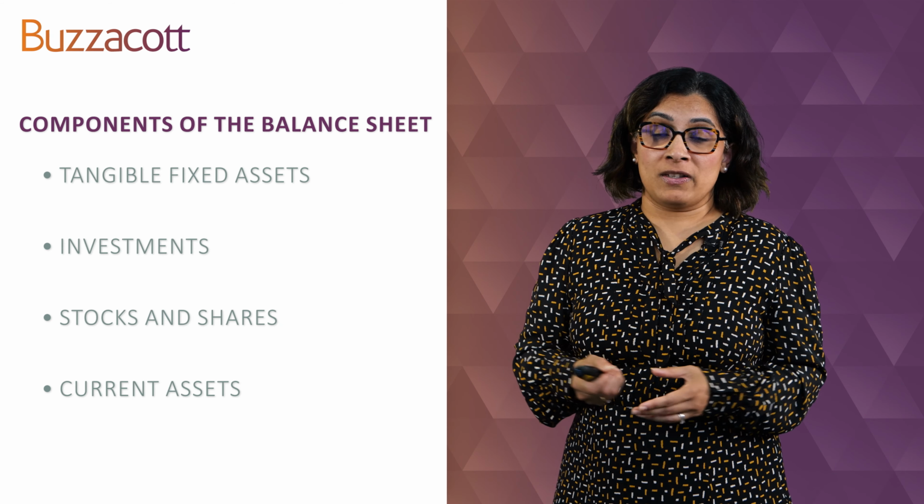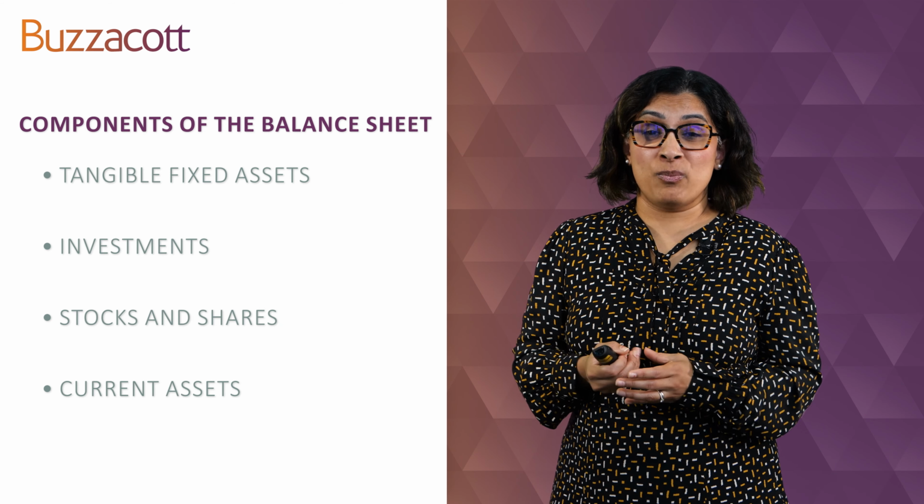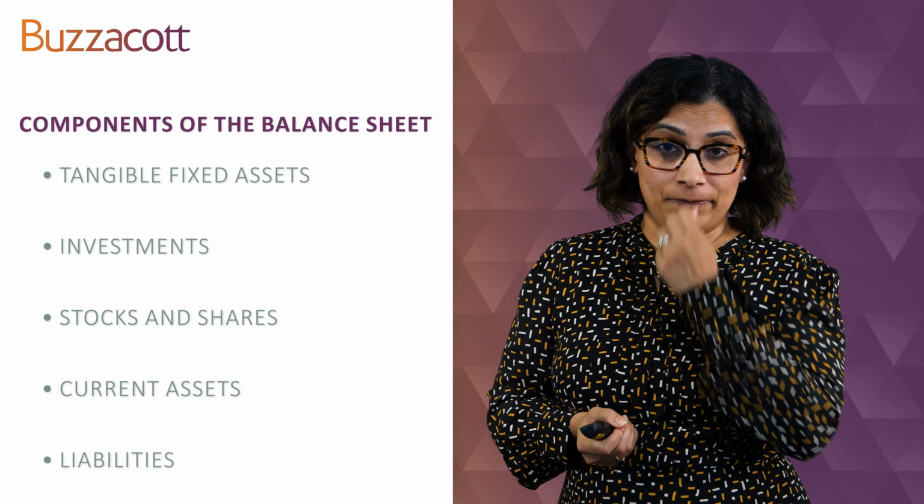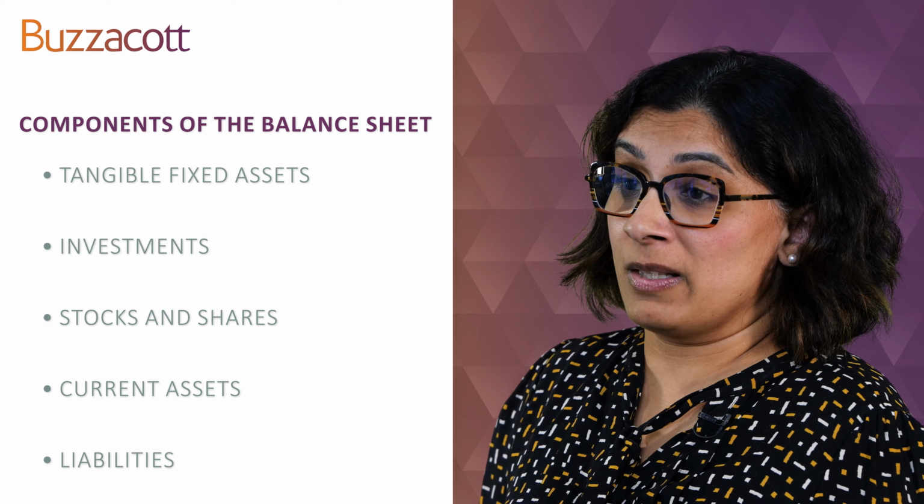This will include things such as stocks that you trade with, but also debtors, which are monies owed to you. These items are shown as assets in the balance sheet, and they're funds which the charity owns or is owed. Now we have liabilities. This includes balances which are monies owed by the charity to another party.